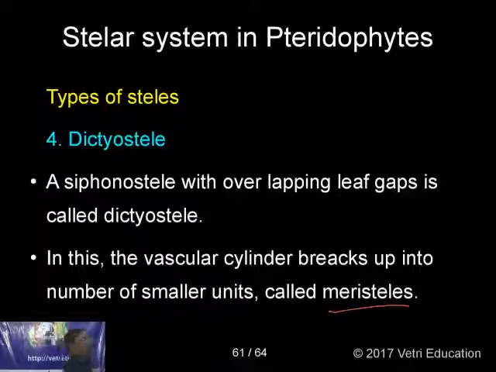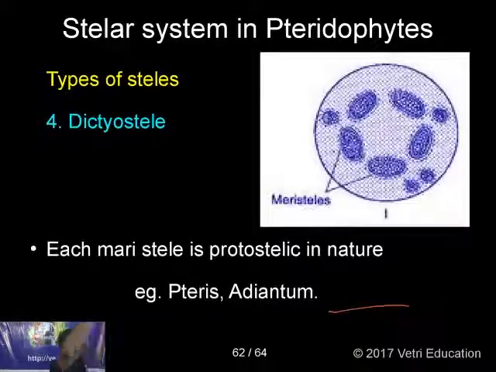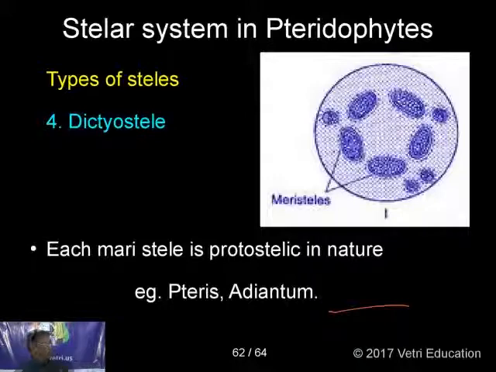Now you can see, look here, these are separate units. Here you can find this is one unit, one unit, one unit. In each unit, you can find a central xylem surrounded by phloem. These are called meristeles. Each meristele is a protostele in nature. Pteris and Adiantum, you can find this type of stele.